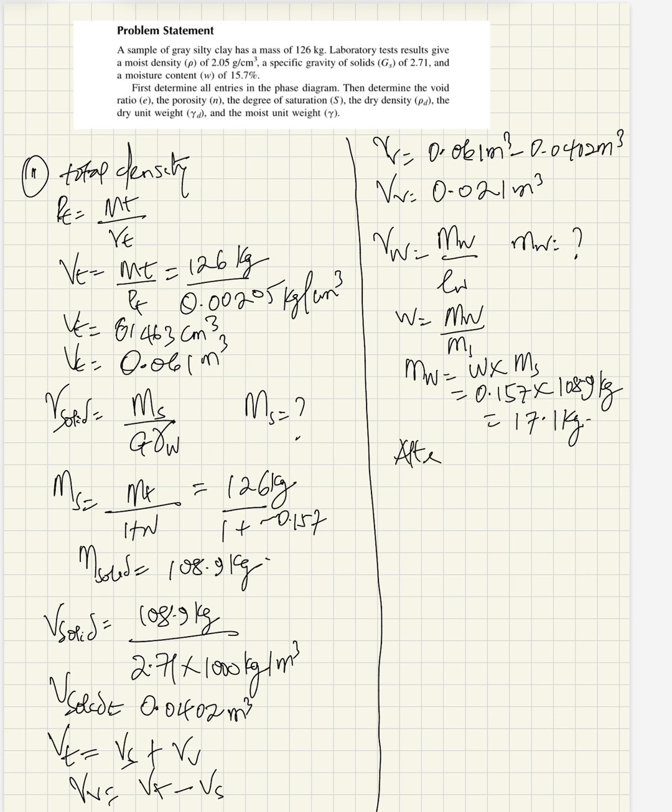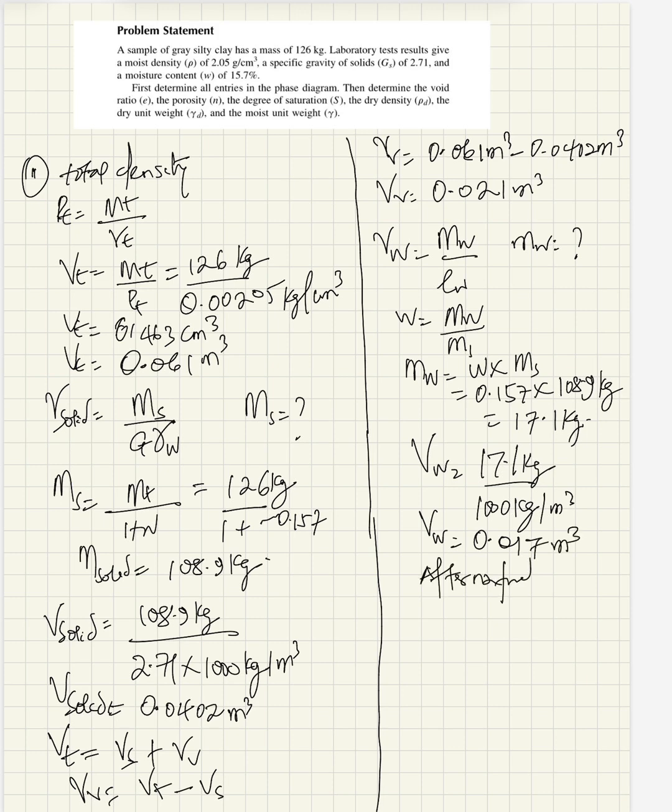Alternatively, we can obtain it using a different expression. So now I think that is for mass of water. So volume of water equals mass of water, 17.1 kg, over density of water, which is 1000 kg per meter cube. So volume of water equals 0.017 meter cube. So alternatively, we can compute our volume of water using what we have already.